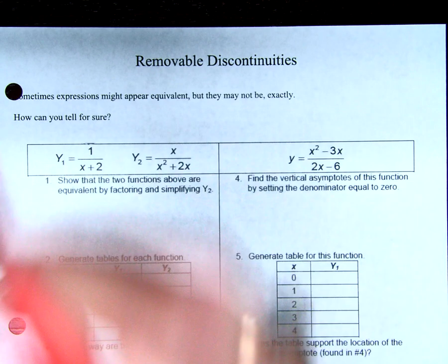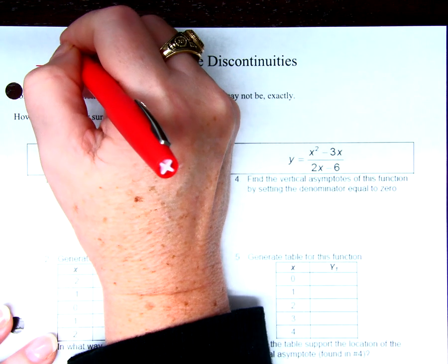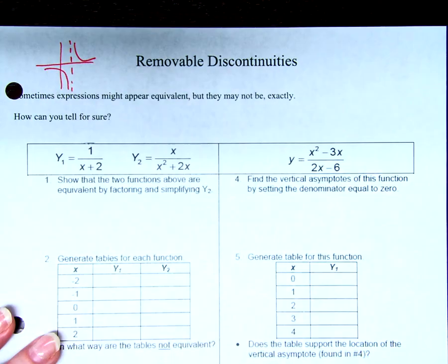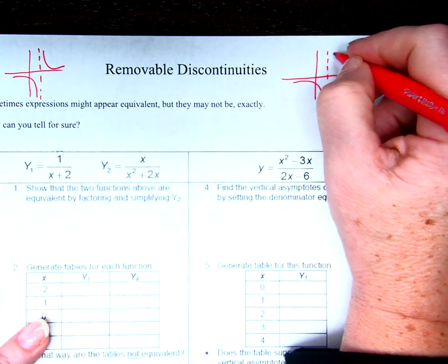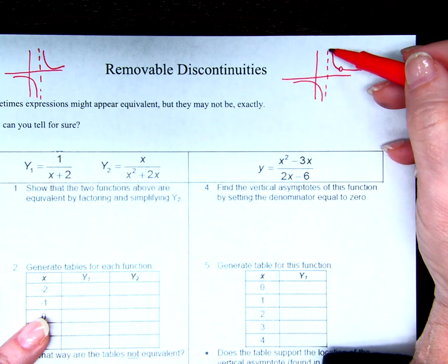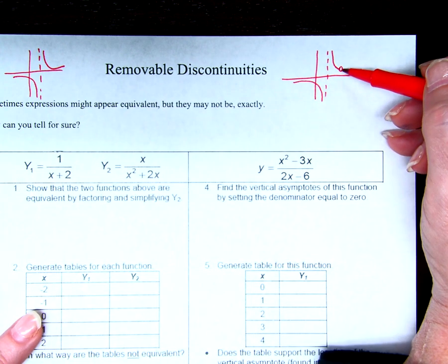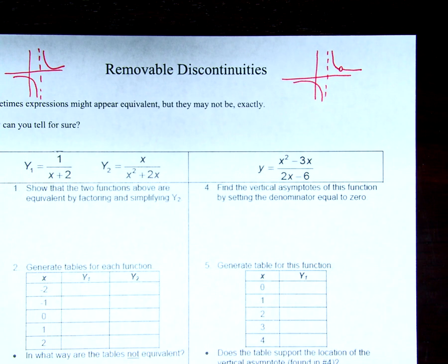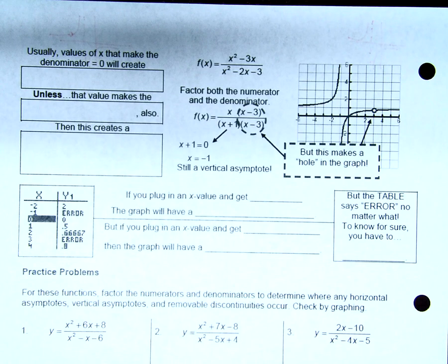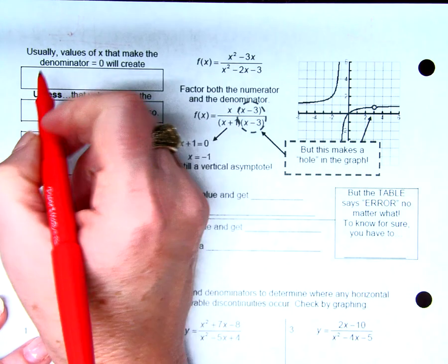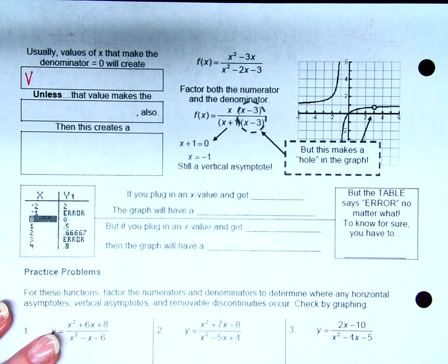Let me show you something real quick. You know that an asymptote looks like this, right? And you know the graph looks like that around it. Yeah? But here's what a removable discontinuity looks like. There's an asymptote here. There's also a hole. And you have to be able to tell the difference. Can I show you? Oh, yes. Okay, okay. Just making sure. Nobody answered, so I wasn't sure. Usually values of x that make the denominator equal 0 will create what?